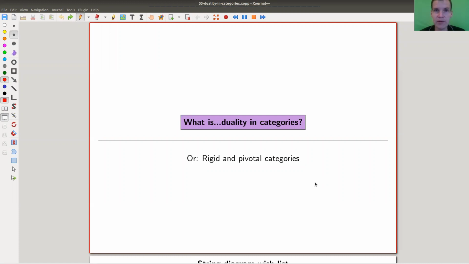Okay, welcome everyone to my continuation of what is category theory. Today I would like to talk about duality in categories. Or, while strictly speaking, there will be something called rigid and pivotal categories. The motivation is as follows, at least for me.